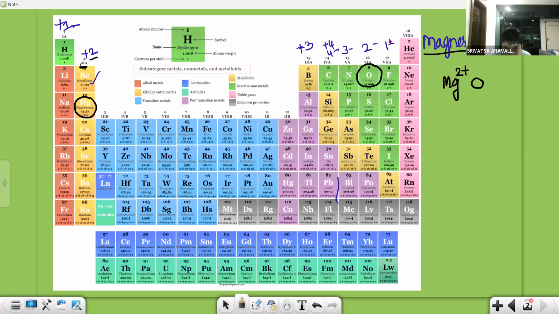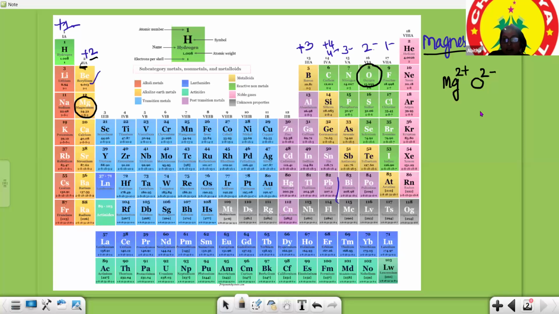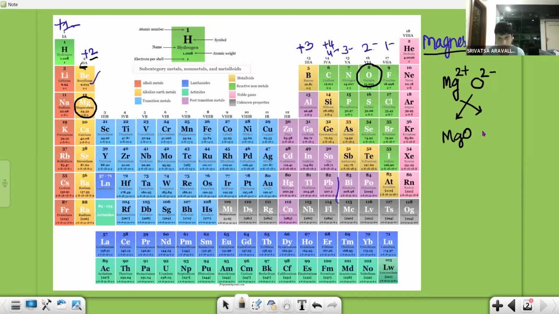6A group. It belongs to 6A group. And what should be the charge on 6A group? It is 2 minus. Understand? From the charges, we write the formula as MgO. Understand? Okay. Next question.